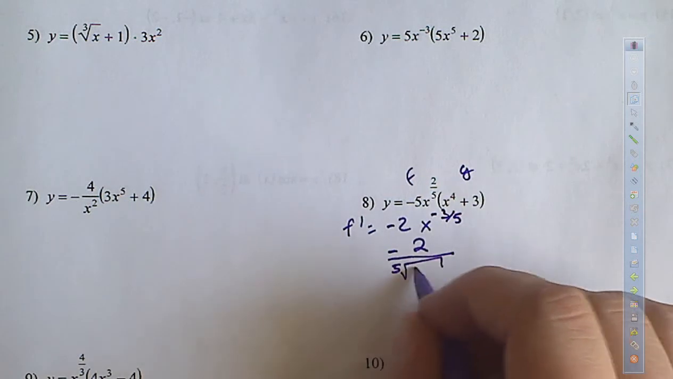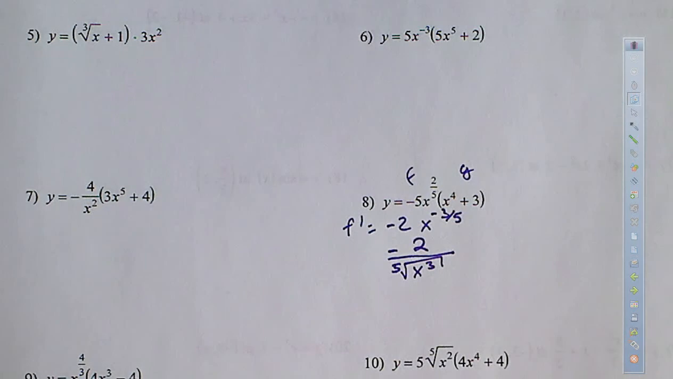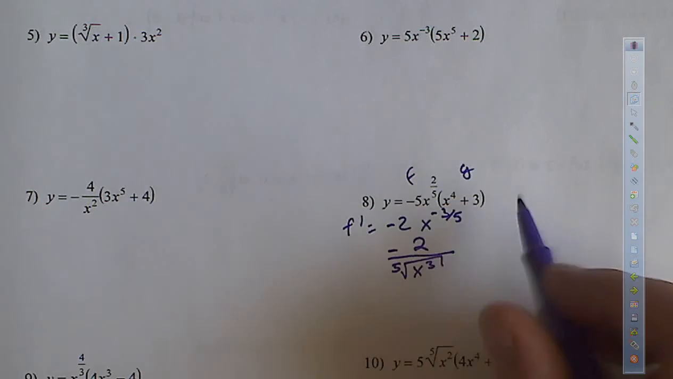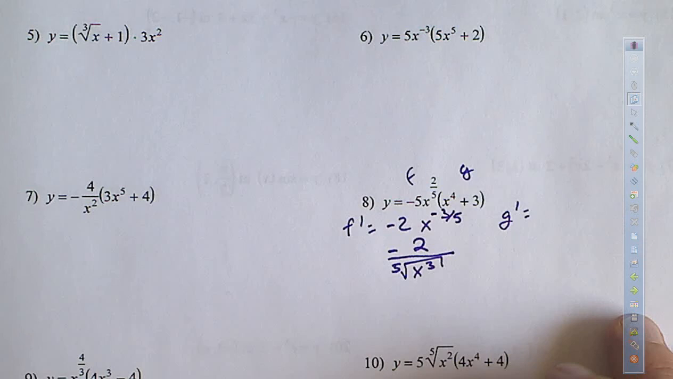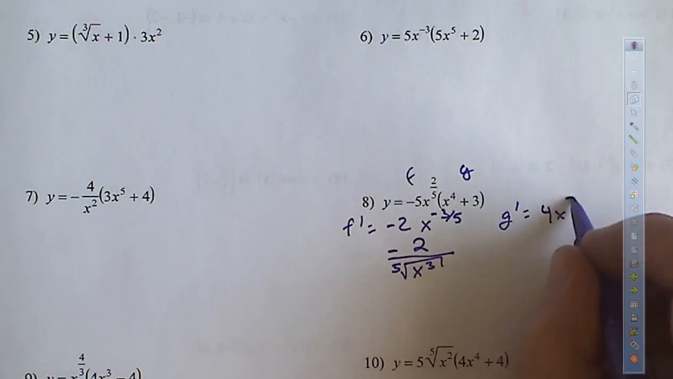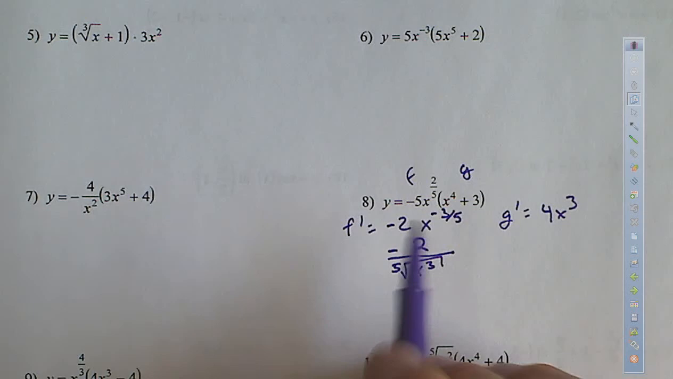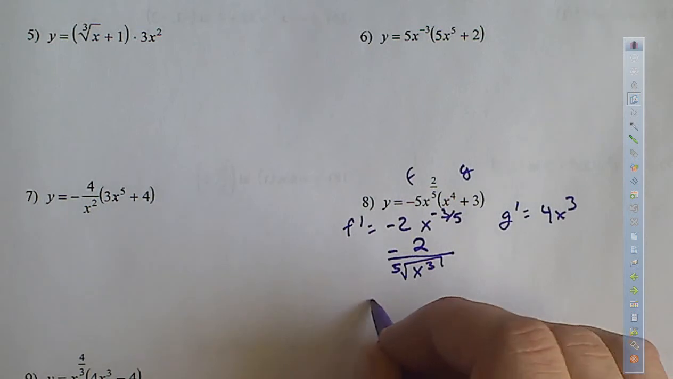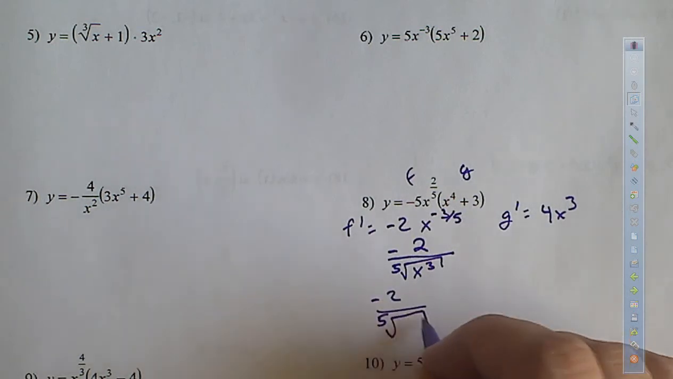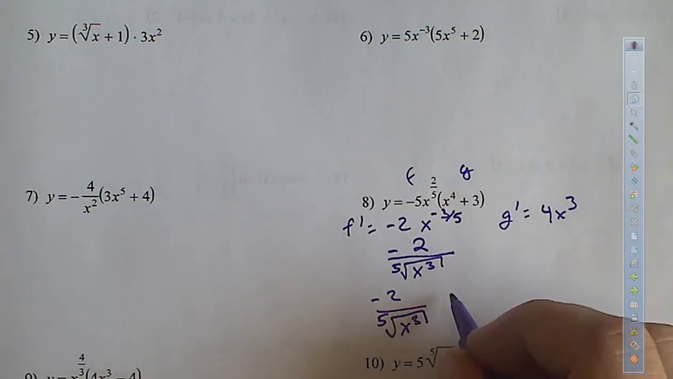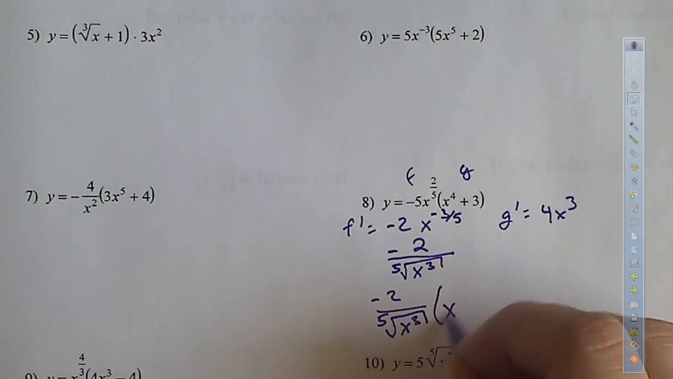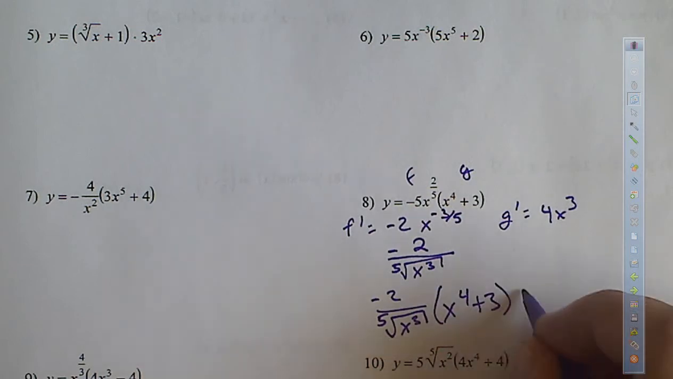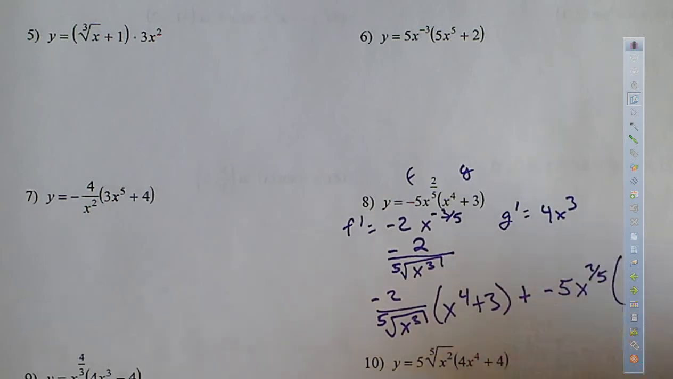All right. Next, I'm going to find out what g prime is. So g prime is 4x to the 3rd. All right. So now I'm going to do f prime times g plus g prime times f. So f prime is negative 2 over the 5th root of x to the 3rd, times g, x to the 4th plus 3, plus f, negative 5x to the 2/5 power, times g prime, which is 4x to the 3rd. If you can get it this far, full points.